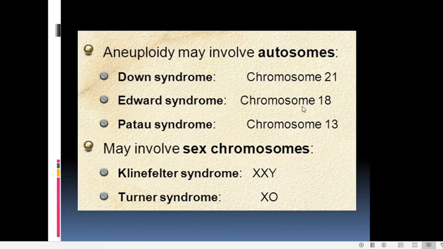Similarly, if chromosome 18 is having an extra homologue, then it is called Edwards syndrome. So it is trisomy of chromosome 18. If there is trisomy of chromosome 13, it will result in a syndrome called Patau syndrome. So these are all examples of aneuploidy that occurs in autosomes, because this is chromosome 21, this is chromosome 18, chromosome 13, all are autosomes. Now we will go to the aneuploidy in sex chromosomes.